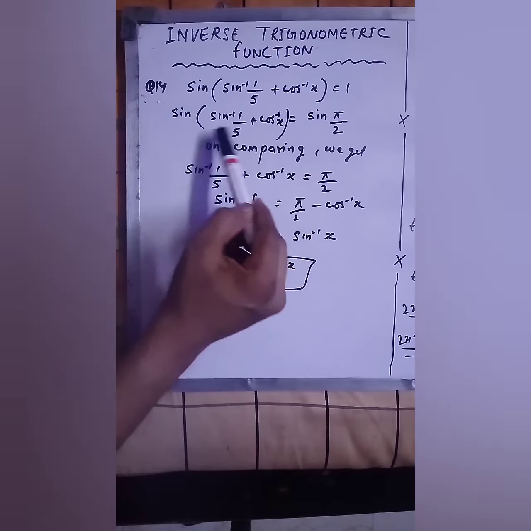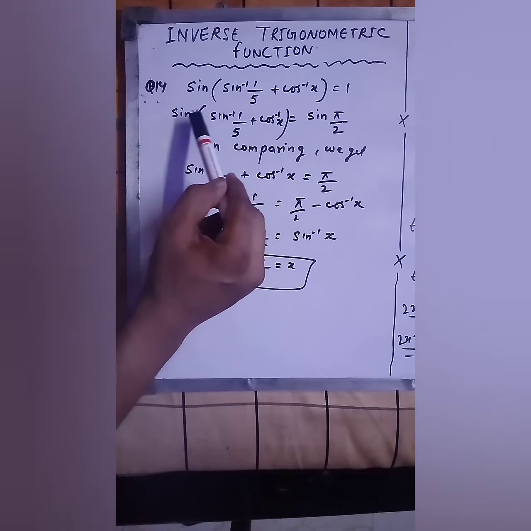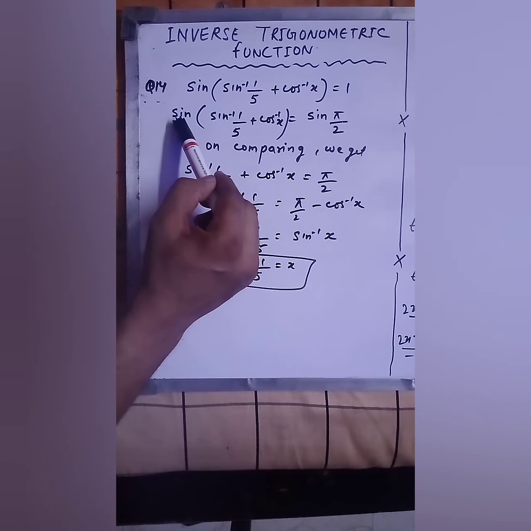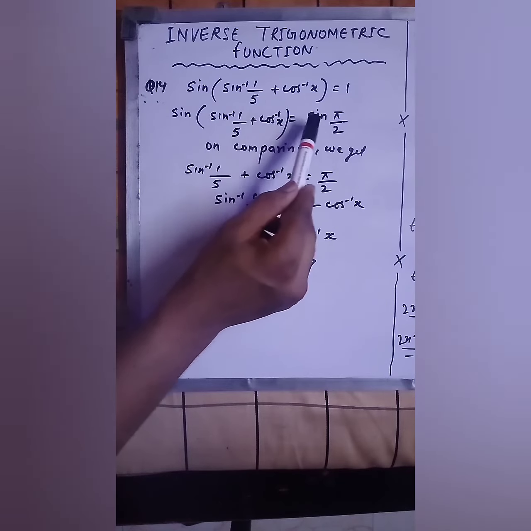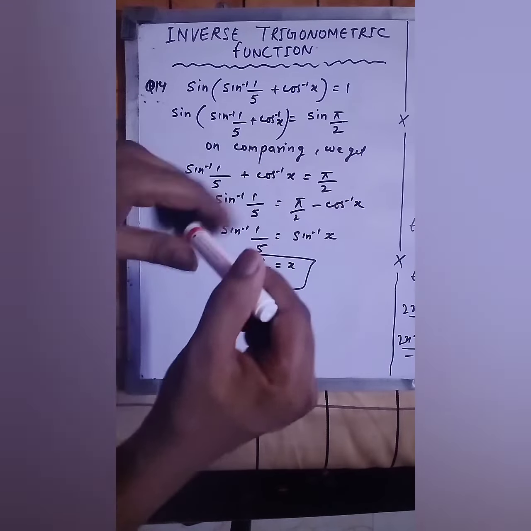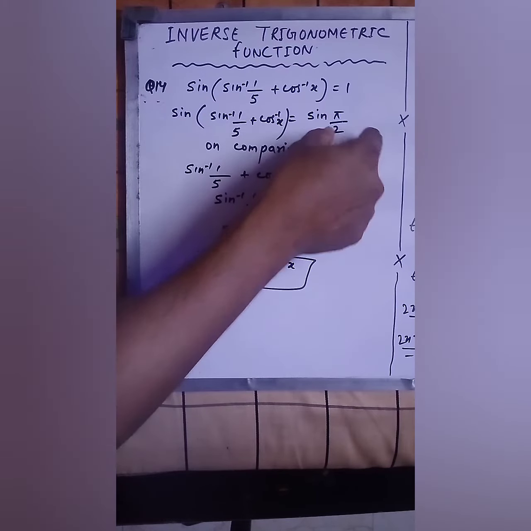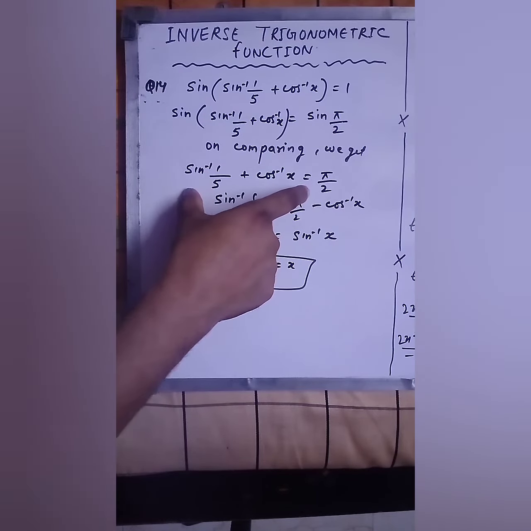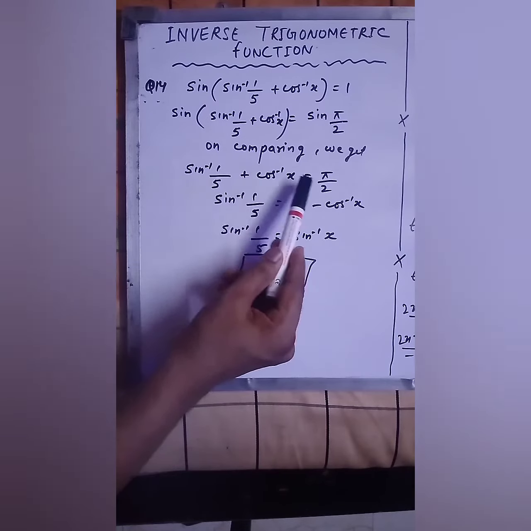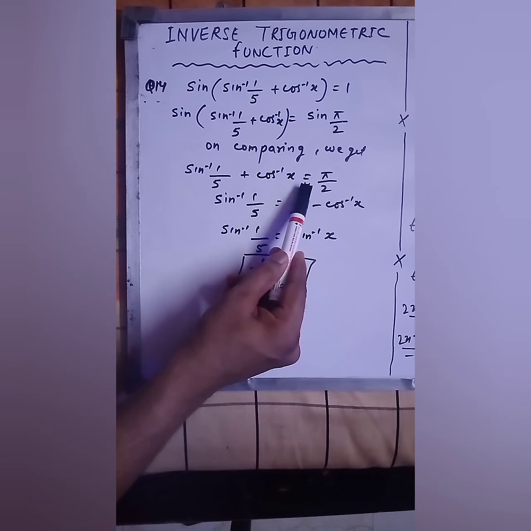After this step, now you can compare the angle. This is a sine and this whole is the angle, and similarly this is a sine and this whole is the angle. So I'm just comparing the angle on both sides. So this part will be equal to pi/2 like this. Now you will get this step.